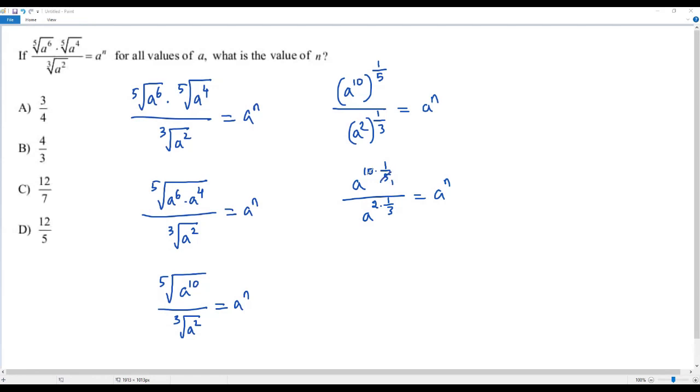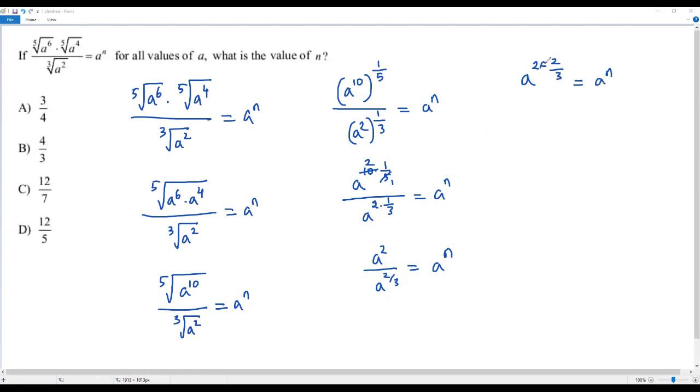Here 5 goes into 5 one time and 5 goes into 10 two times. We get a squared in the numerator. In the denominator, when I multiply 2 and 1 over 3, I'm getting 2 over 3. That is, I'm getting a to the power of 2 over 3 equals a to the power of n. Here we divide two terms with the same base. Whenever we divide two powers with the same base, we can take the base once and subtract the exponents using the quotient rule of exponents. So then we get a to the power of 2 minus 2 over 3 equals a to the power of n.